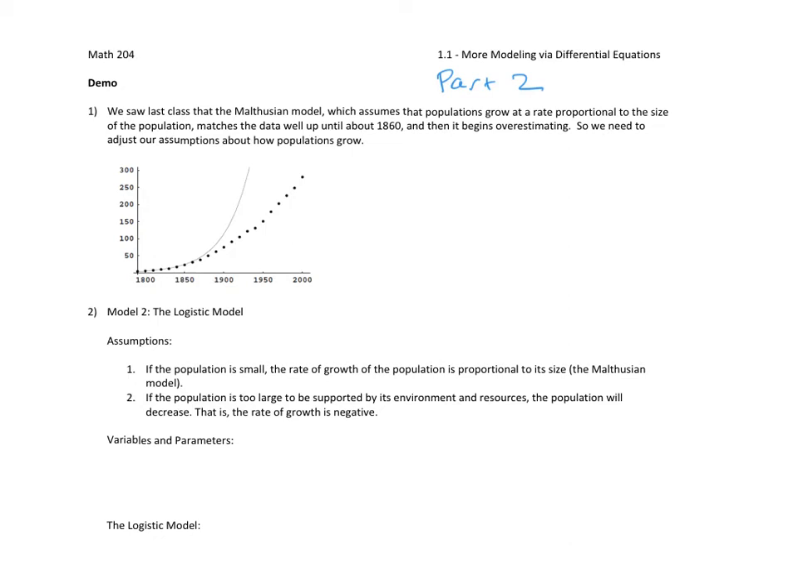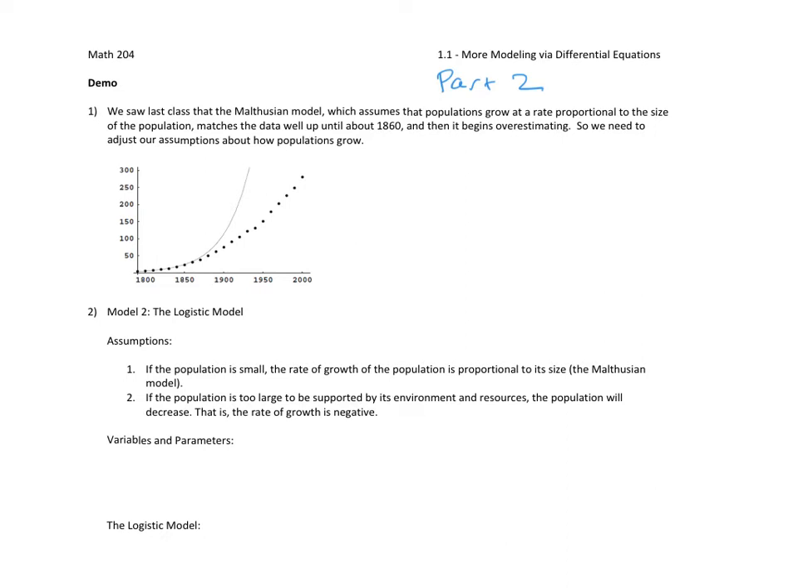Hi, this is the lesson demo for lesson 1.1 part 2. We saw last class that the Malthusian model, which assumes that populations grow at a rate proportional to the size of the population, matches the data well for the US population up until about 1860, and then it begins overestimating. So we need to adjust our assumptions about how populations grow.